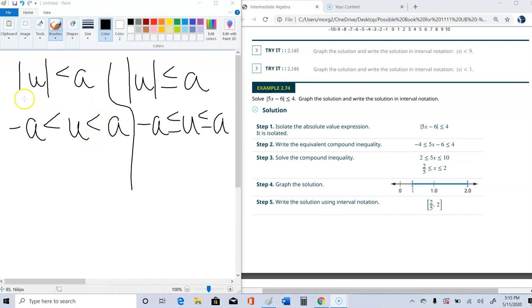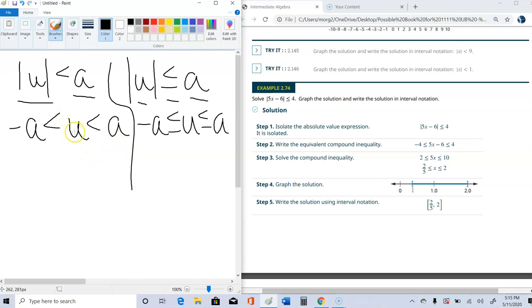If you have absolute value of some expression u, it could be like x plus 5, 2x minus 1, or whatever. Absolute value of u is less than some positive constant a. Or if you have absolute value of u less than or equal to a positive a, this is how you break down the absolute value inequality.